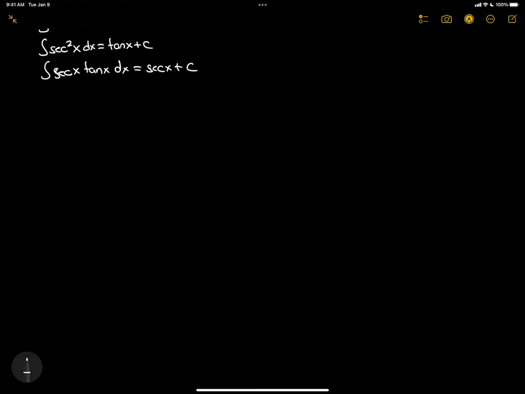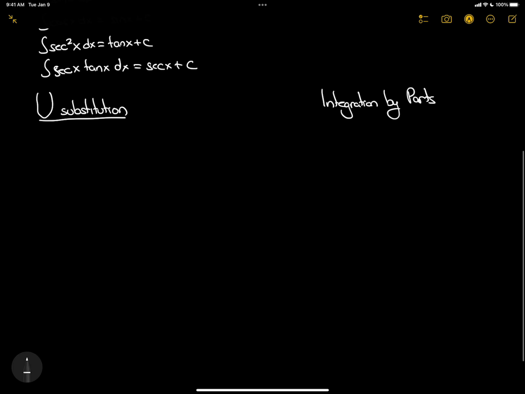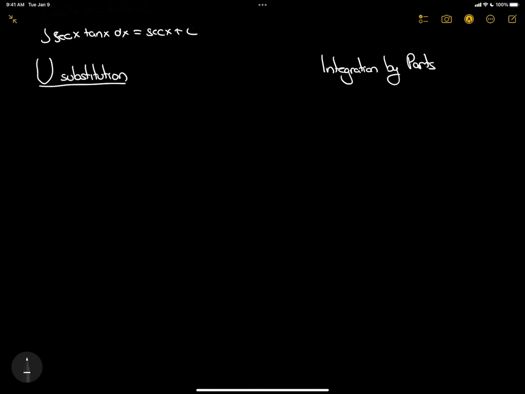So our two rules here that we have to remember when it comes to methods of integration are u substitution and integration by parts. And I'll explain both of them here. Let's start off with u substitution. U substitution is actually going to be coming from our chain rule.